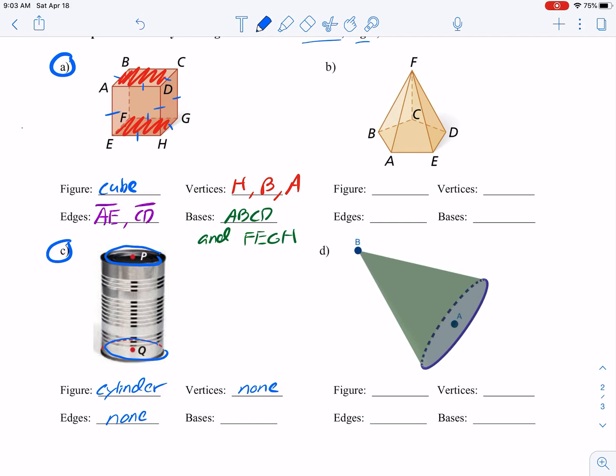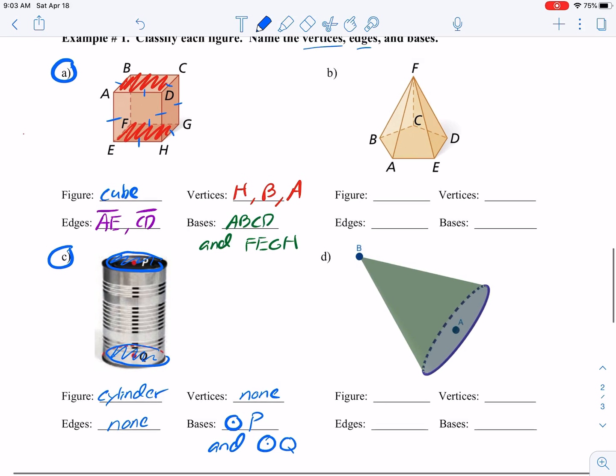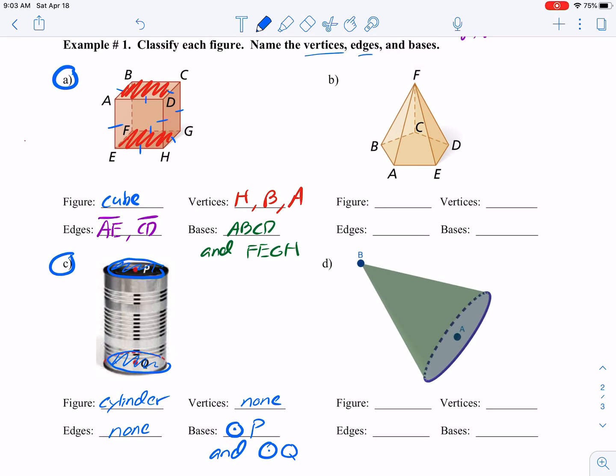When you're naming a circle, we just do a circle with a center in the middle. So circle P and circle Q. Those would be our two bases, top and bottom of that can or of that cylinder. Okay, why don't you guys pause the video and you can try B and D on your own. Go ahead.